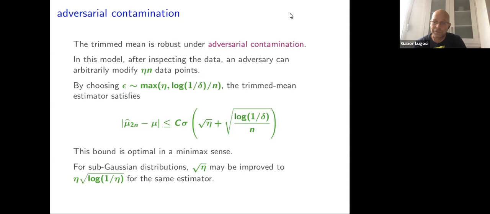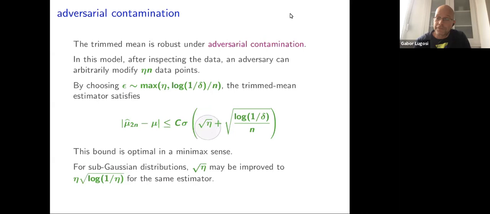So the same analysis goes through, and what we get is that with probability 1 minus delta, the error of the trim mean estimator is bounded by sigma times... So the second term is what we had before. And the first term, the price we pay for contamination, is sigma times square root of eta. Okay. And it's very easy to see that this is exactly the right quantity. You cannot hope to replace the square root of eta by anything else.